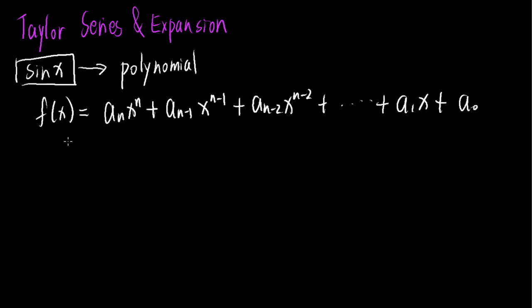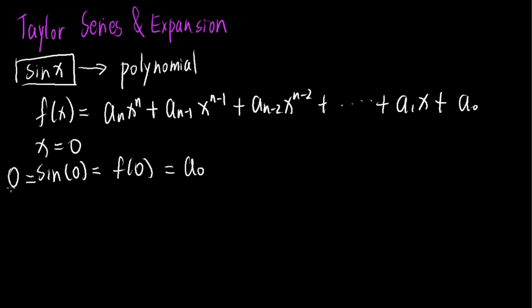Typically we expand the function at a point, for example at x equals 0, and we know that sine 0 should be f(0). f(0) is equal to a_0, and sine 0 is equal to 0, and therefore we get a_0 is equal to 0. This can be regarded as the zero-th derivative.